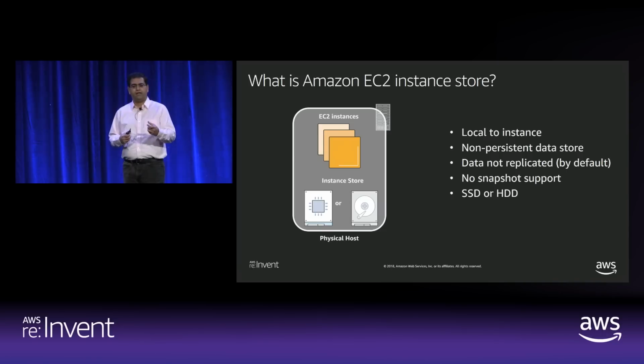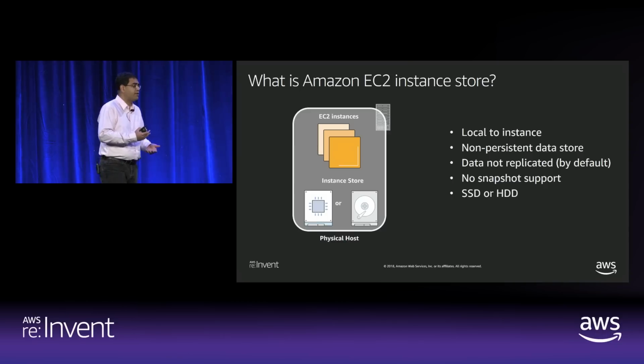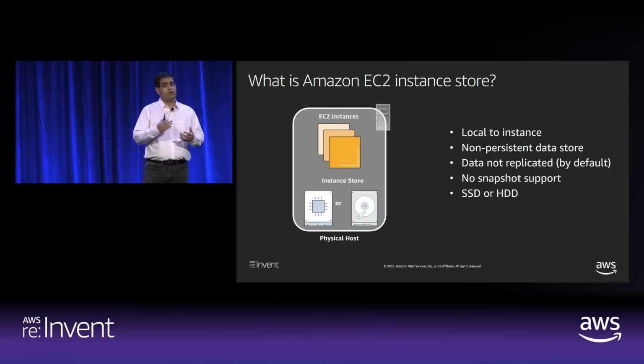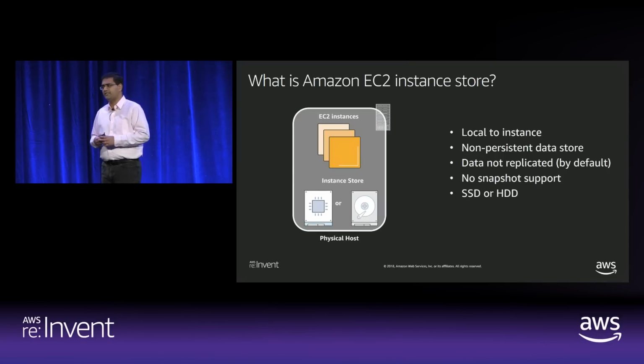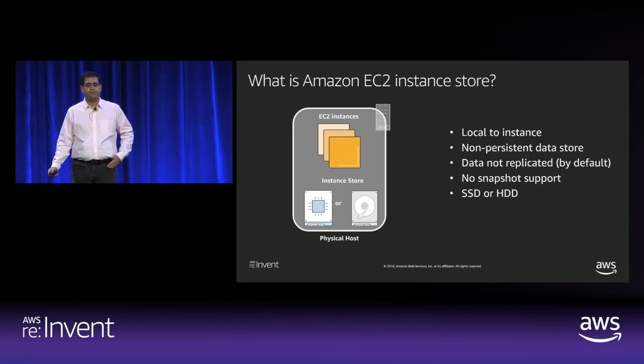But the important criteria here is that the life cycle of instance storage corresponds to the life cycle of the instance. So the data on the instance store is not replicated by default. What that means is you can put applications on top that can do the replication for you. Nor do you get capabilities like Snapshot, but you can create backup capabilities on your own. And again, it has SSD as well as HDD options within the product family.